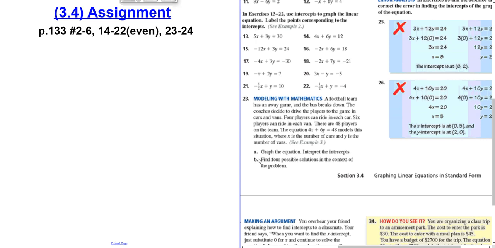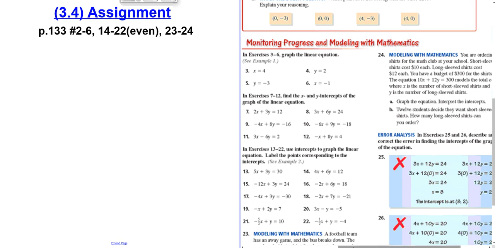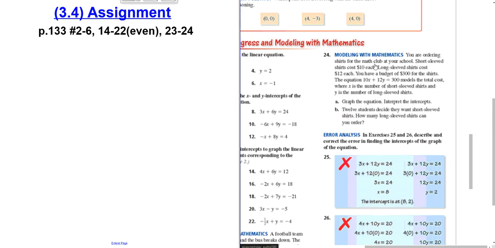In 24, it says you are ordering shirts for the math club at your school. Short sleeve shirts cost $10 each and long sleeve are $12 each. You have a budget of $300, but again, they give you the equation. You don't have to set that up. That models the total cost. X is the number of short sleeve shirts and Y is the number of long sleeve shirts. Graph the equation, interpret the intercepts. It's very similar to number 23. So for the intercepts, you're going to have one where x is 0, so that means 0 short sleeve and so many long sleeve. And the other one where y is 0, that's 0 long sleeve, and then you have to figure out how many short sleeve. All right, so that's your assignment.